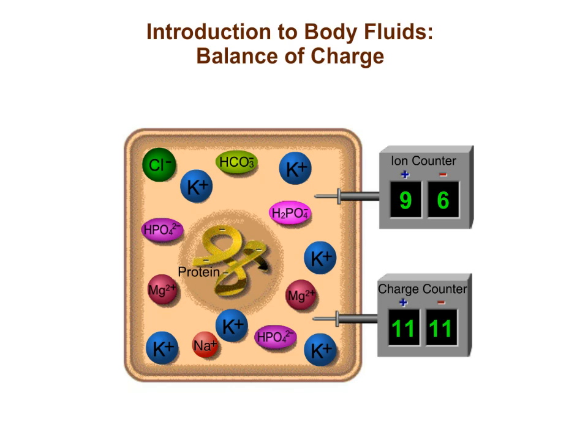The laws of chemistry dictate that within a fluid compartment, the total number of positive charges must be equal to the total number of negative charges. Even though there are 6 negative ions and 9 positive ions here, the charge is balanced because the individual ions have different charges. There may not be the same number of positive and negative ions in the compartment. The charges will always balance.